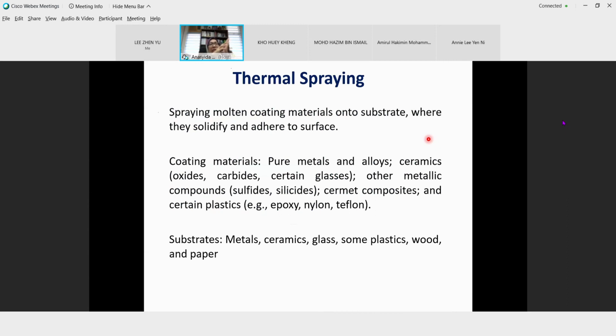If the surface is not cleaned properly, the coating will not adhere to the surface nicely. We can use pure metals and also alloys. We can also use ceramic, metallic compounds, ceramic composites, and certain plastics which can sustain high temperature. For the substrate as well, we can use metal, ceramic, glass, and some plastic, and also woods and papers.